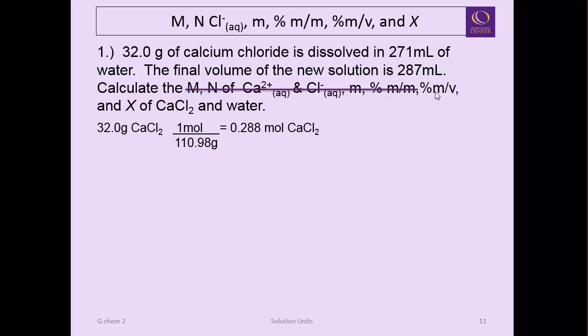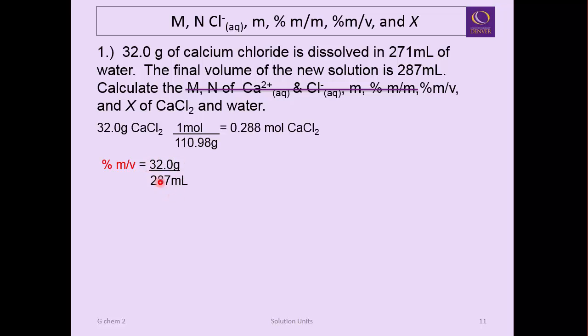All right, so let's move on. We're going to do percent mass by volume, kind of the medical application. 32.0 grams of calcium chloride. We could get it to moles, but we've already done that calculation if needed. That's for something farther down the road. Okay, 32 grams of calcium chloride divided by the 287.